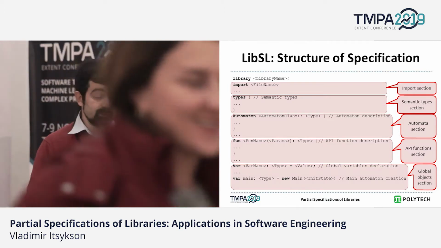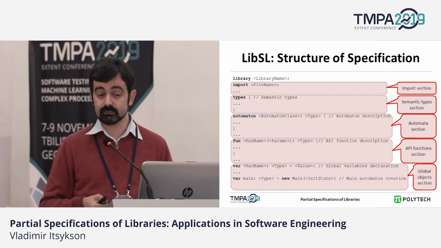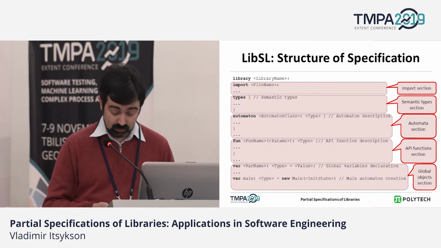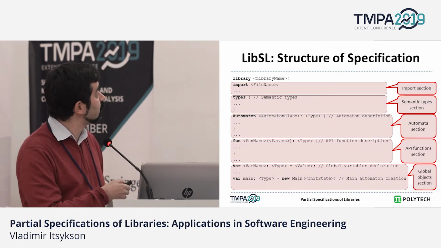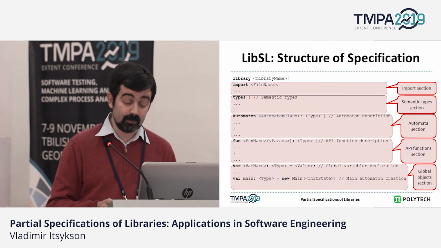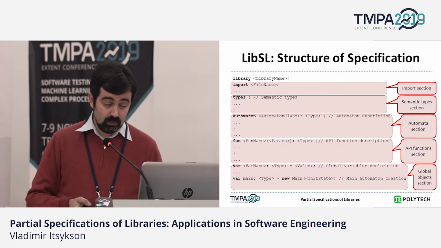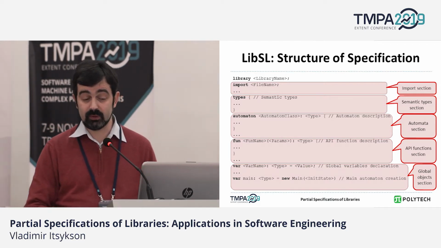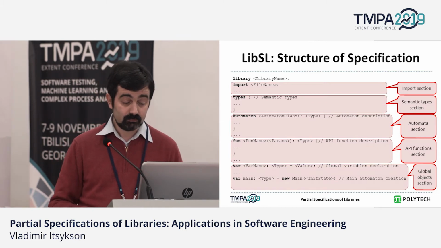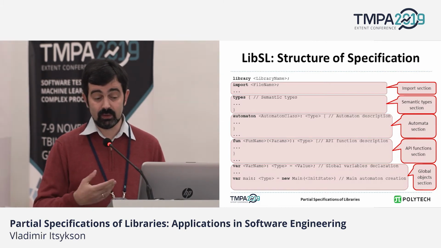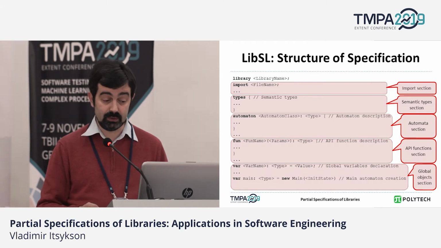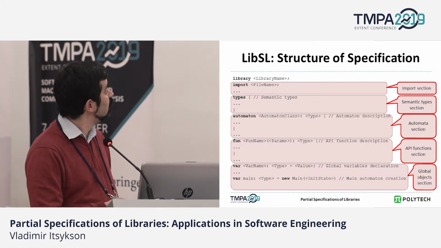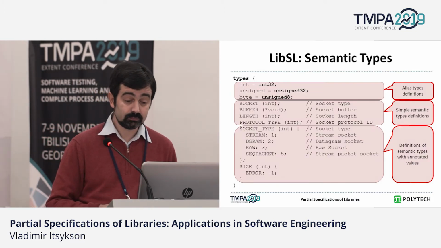Automata section consists of description of each automata from this library. Function section describes API of each function from public API of library, and set of global objects and global variables that can be created when library running. Okay, now we will discuss in more detail.